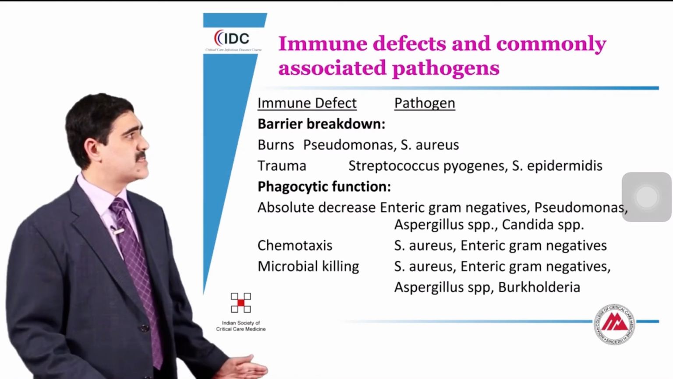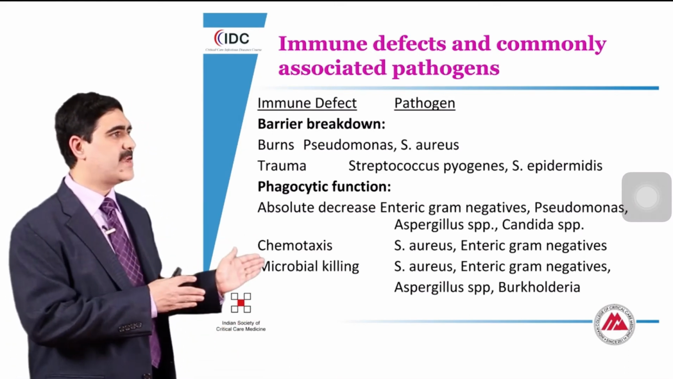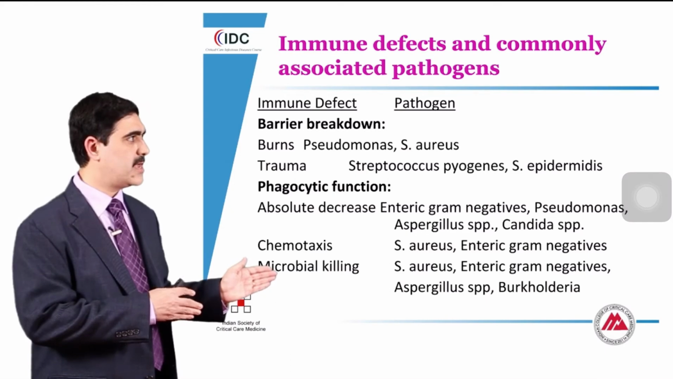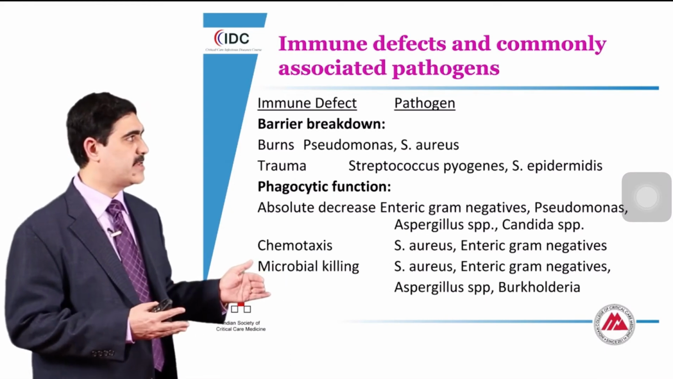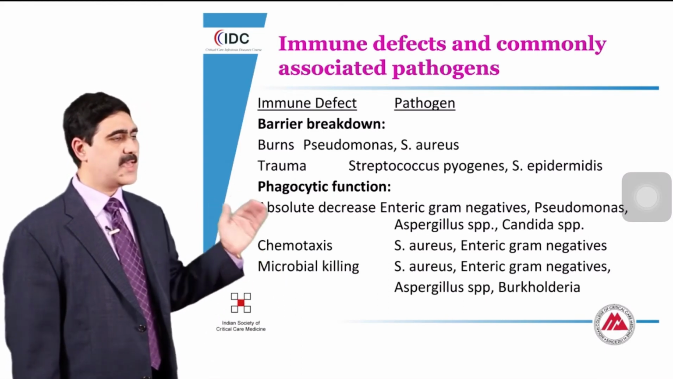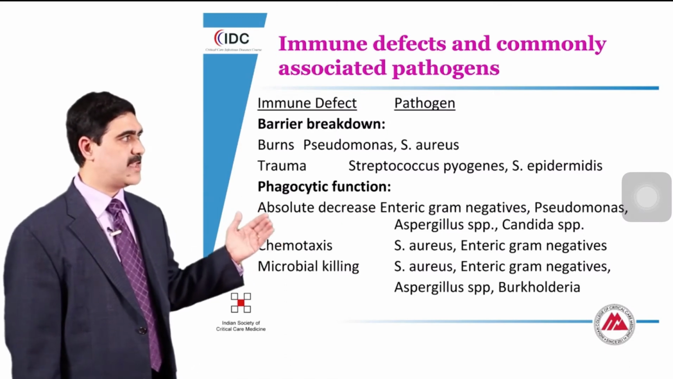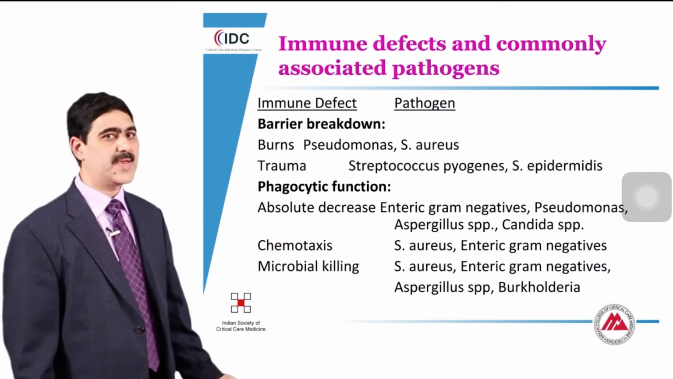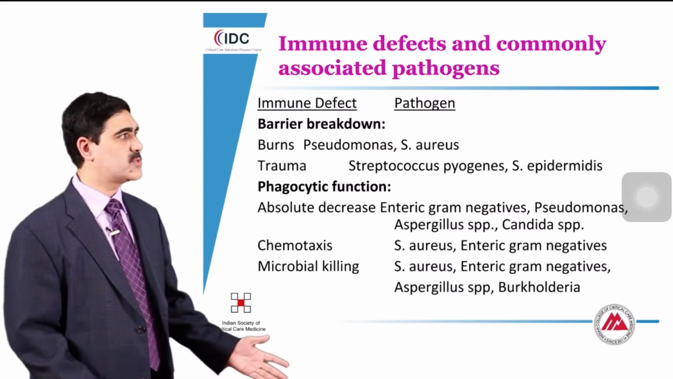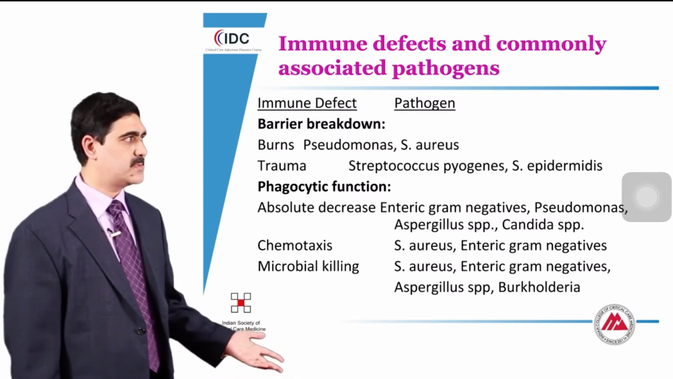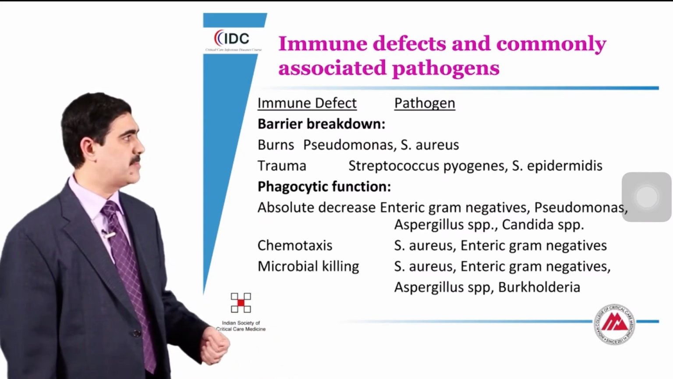Once again, just a summary of what the likely immune defect is in certain situations and what the common pathogens are that are likely to grow. When we have a skin barrier breakdown, like in burns or trauma, a lot of the times we are concerned about organisms like Pseudomonas, Staph aureus, Streptococcus pyogenes, and Staph epidermidis.